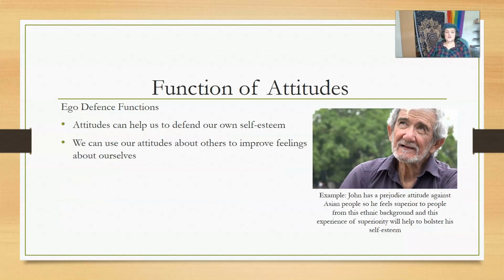The final function of attitudes is the ego defense function. Attitudes can help us to defend our own self-esteem. We can use attitudes about others to improve feelings about ourselves. So, for example, if we dislike one person for one reason, that helps us to promote our own self-esteem, because we don't dislike ourselves because we don't have that reason to dislike ourselves.